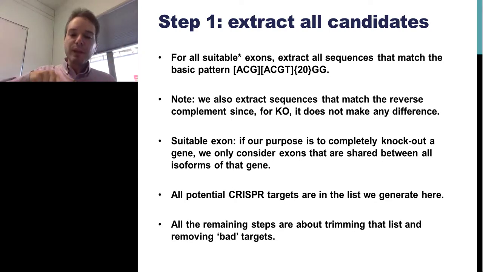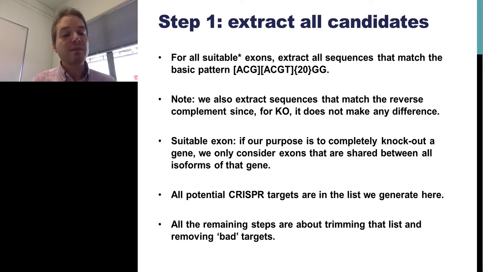In the first step, we want to extract all the possible targets for the gene we're targeting. For all suitable exons, we extract all the targets that match the basic pattern my colleagues were looking for, which is something that starts with A, C, or G, then has 20 any nucleotide, and then ends with GG. Because we don't care about the strand, we also look at sequences that match the reverse complement of that pattern.